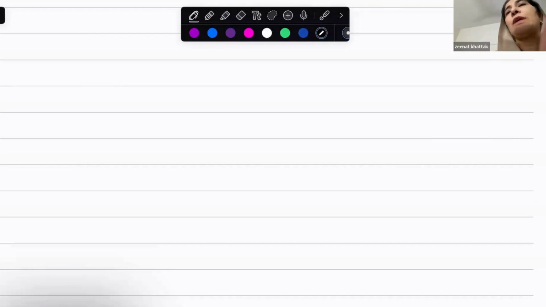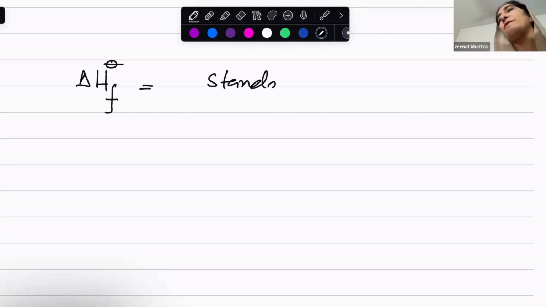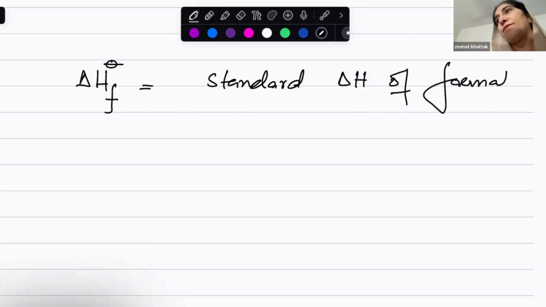Okay, done. Enthalpy change of formation. You know what is enthalpy change of formation? Standard enthalpy change of formation. Enthalpy change of formation is enthalpy change when 1 mole of a substance.